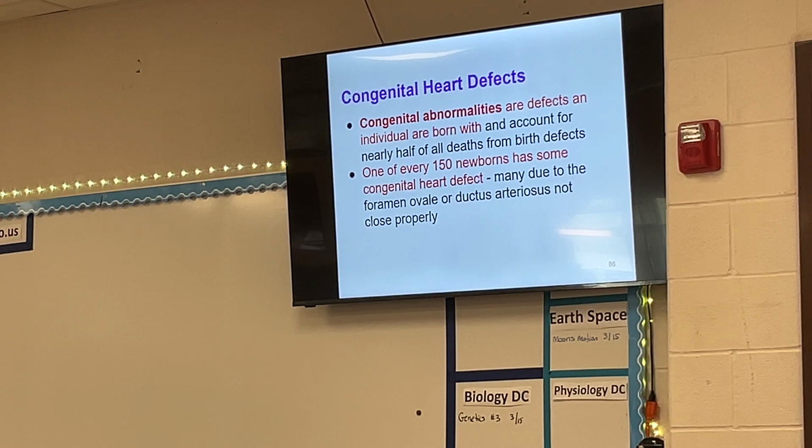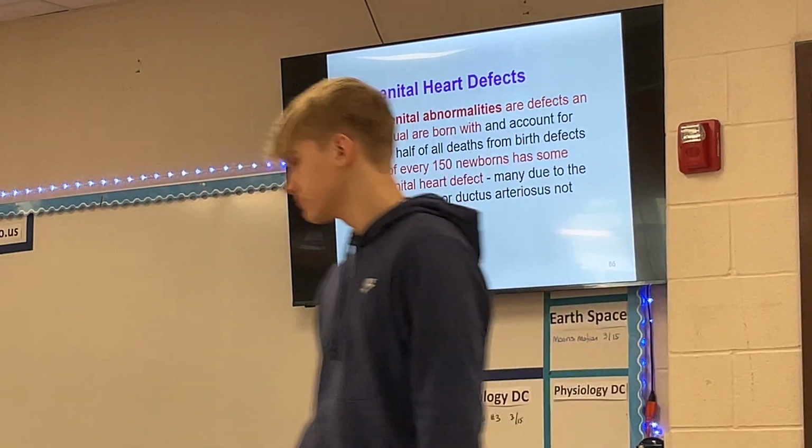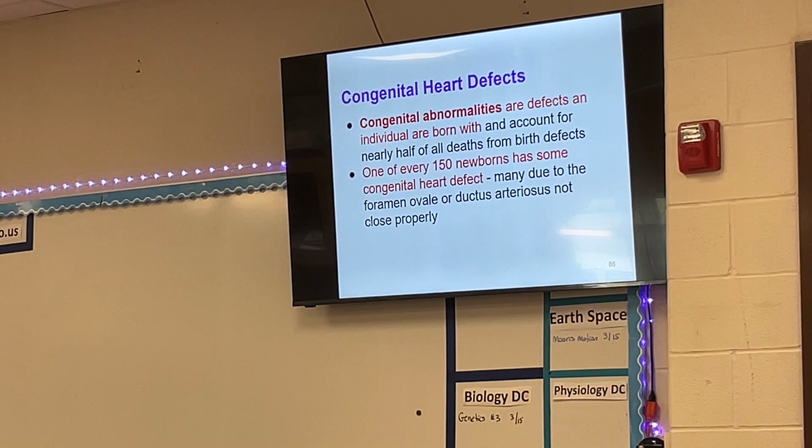One of every 150 newborns has some congenital heart defect, most due to the foramen valve or ductus arteriosus not closing properly. So there's a lot of issues that could happen because, yes, the fetal heart has made these cool adaptations, but did the heart close the proper places after the baby was born? It's possible that it didn't. One in 150 newborns didn't close it right, and so the baby has to have surgery. I mean, that's not a very high statistic. That's a pretty low statistic.